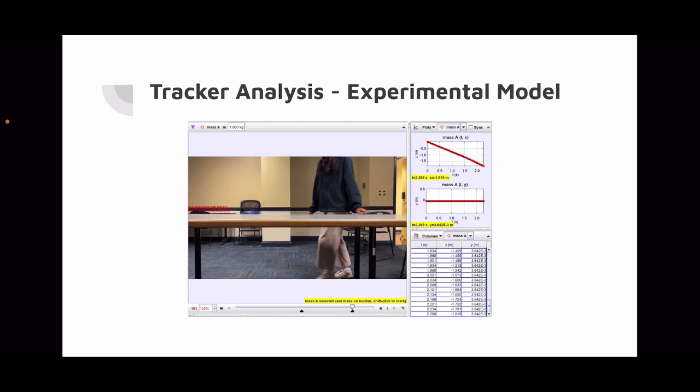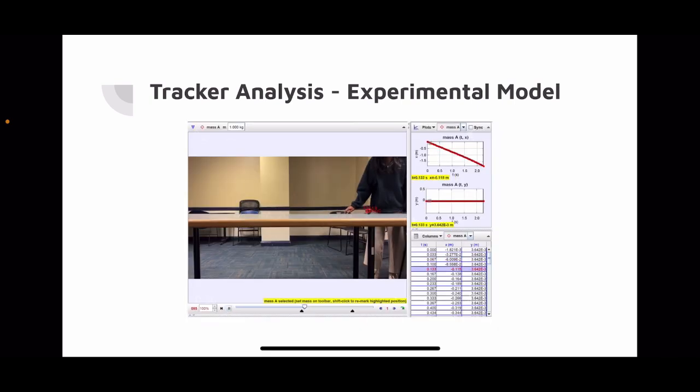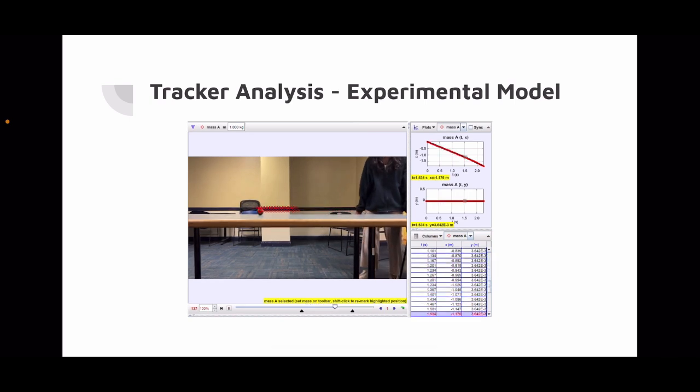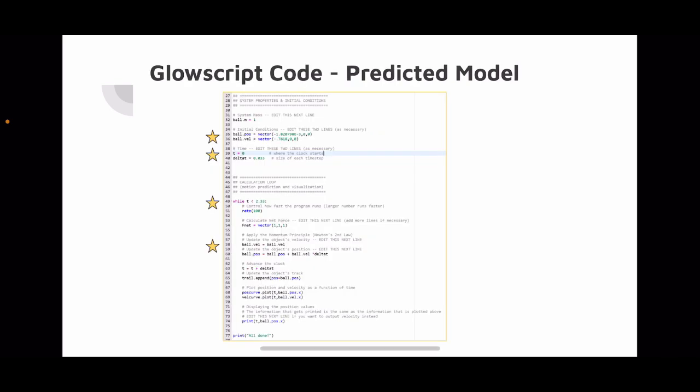It is negative only because I'm rolling the ball from right to left rather than left to right, but a slope is still observed. So for my predicted model, I used GlowScript, and I made a few alterations to the starter code, starting with the initial position. I changed it to negative 0.0018 meters, as that is where I started tracking the position in Tracker, because there was no force of my hand or anything. And for the velocity, I changed it to negative 0.7818, as that is the velocity I observed in Tracker.